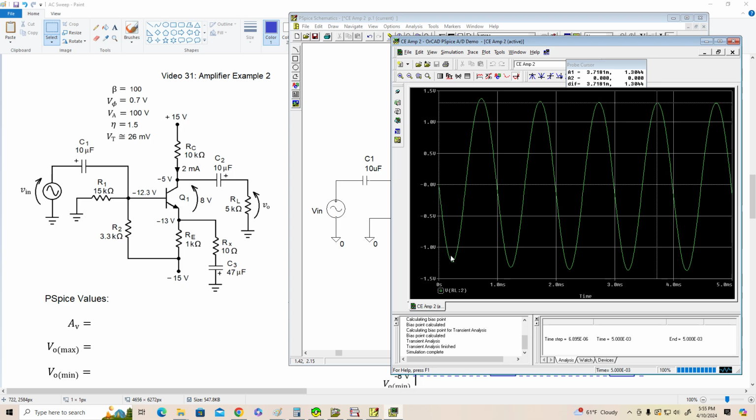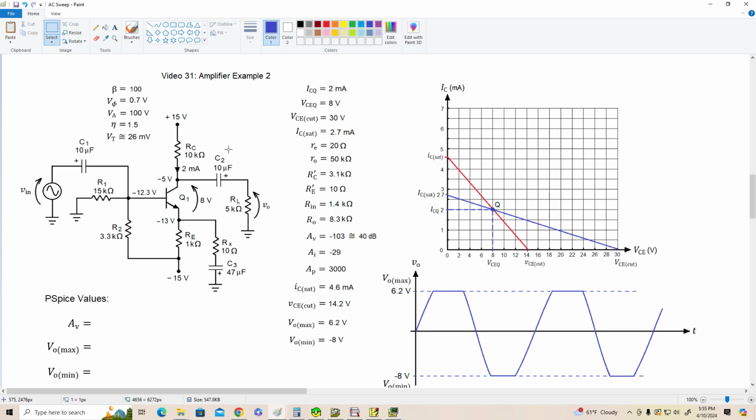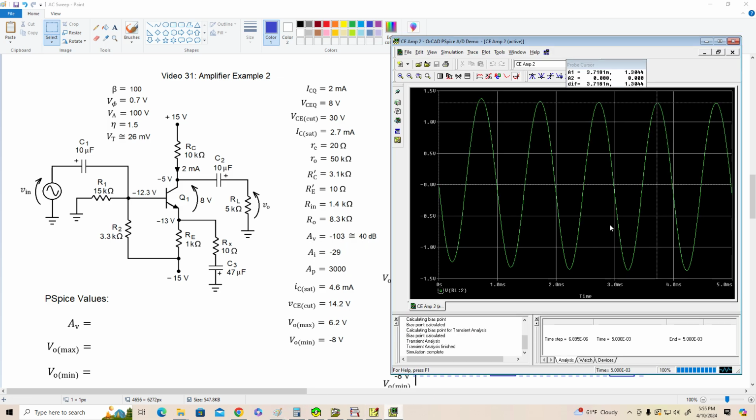And actually it's inverting again, right? Because we have a positive sign coming in, negative sign coming out. But our gain, according to PSpice, is -130. All right, we predicted -103, so that's pretty good. It's actually better than what we predicted. That's about 40 dB, by the way. All right, so everything looks good here.